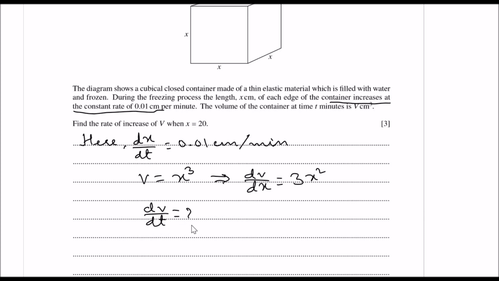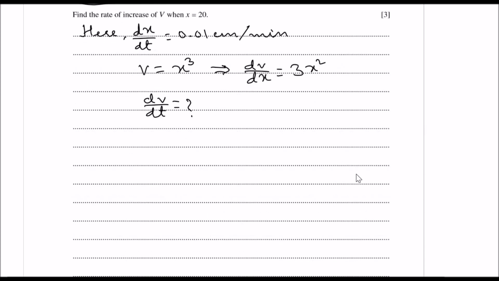dv by dt equal to 1. These are the things given, and now we have to find dv by dt. So we need to write the connected rate formula. We know that we can relate this way.